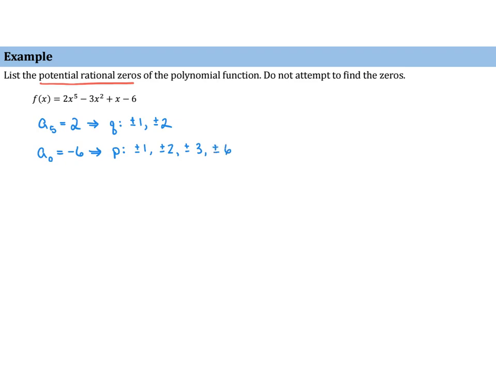And so our potential rational zeros are any p's over q's. So we'll take all of these and divide by all of these. So plus or minus 1, divided by plus or minus 1, will be plus or minus 1. Plus or minus 2, divided by plus or minus 1.